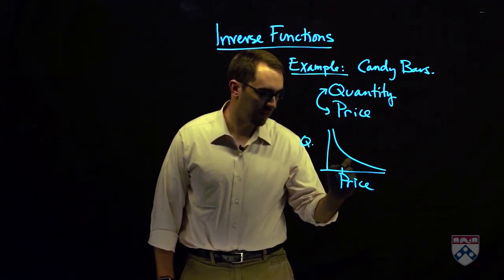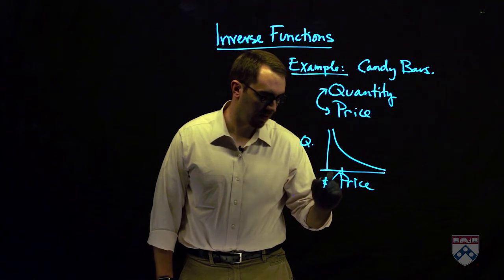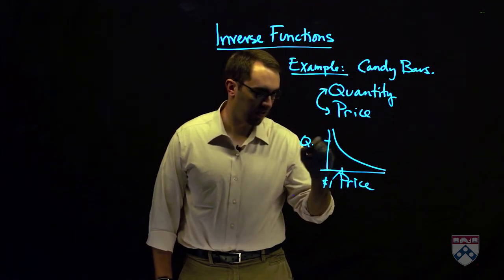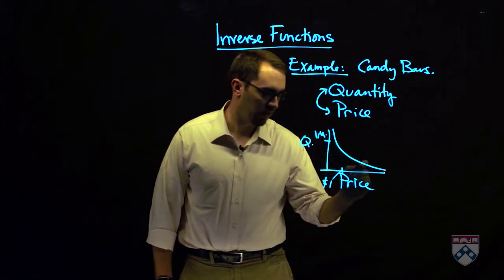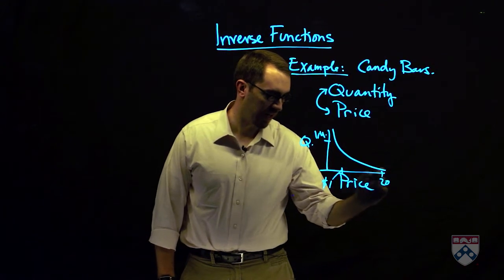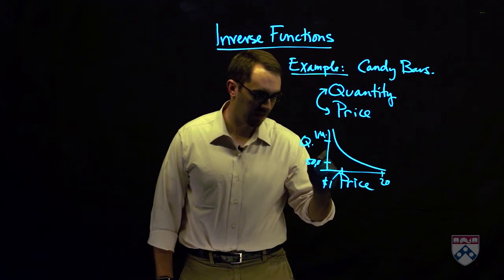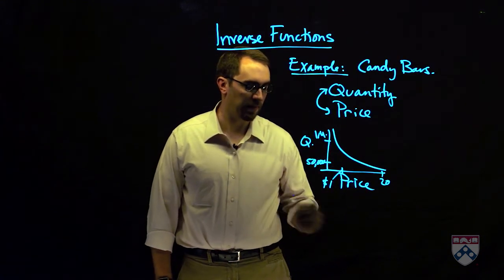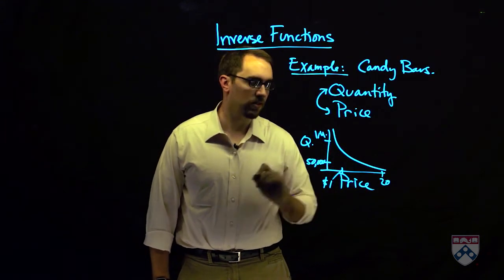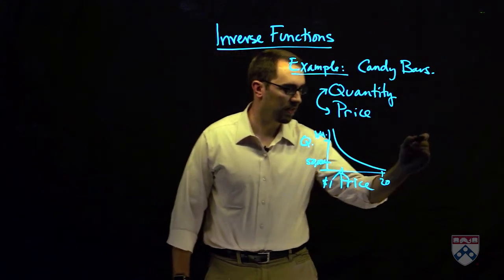If you make the price, say, $1, you might sell 1,000,000. But if you make the price $20 per candy bar, of course, you're not going to sell nearly as many candy bars. Maybe only 50,000. Okay? But you could take this graph and turn it on its side, literally.